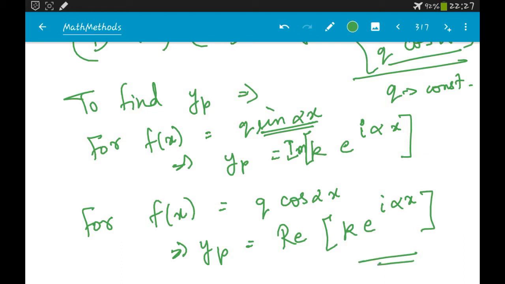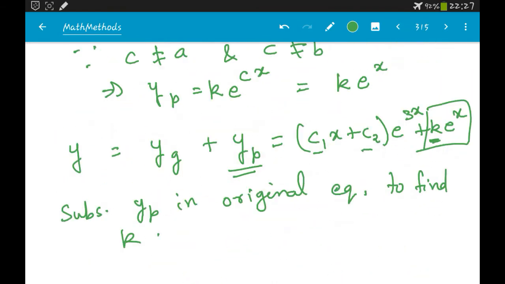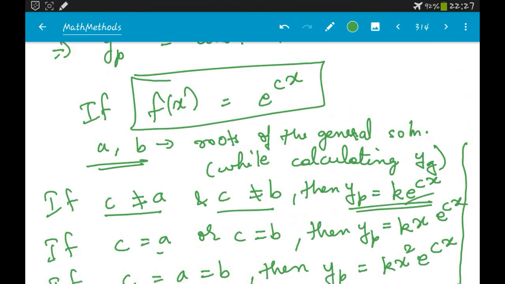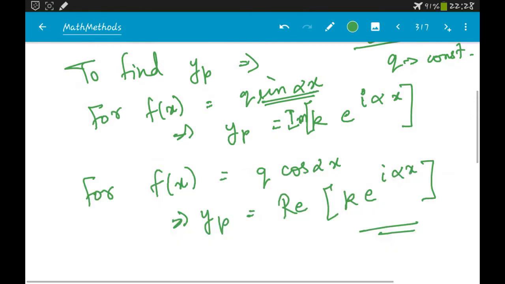We'll solve it as we solve it for the usual case, where f of x is of this form, and then after solving it for this form, we take either the real part or the imaginary part, depending on what f of x was, whether it was cos alpha x or sin alpha x. So that is what we will do. I think we can solve an equation and then it will be clearer to you.